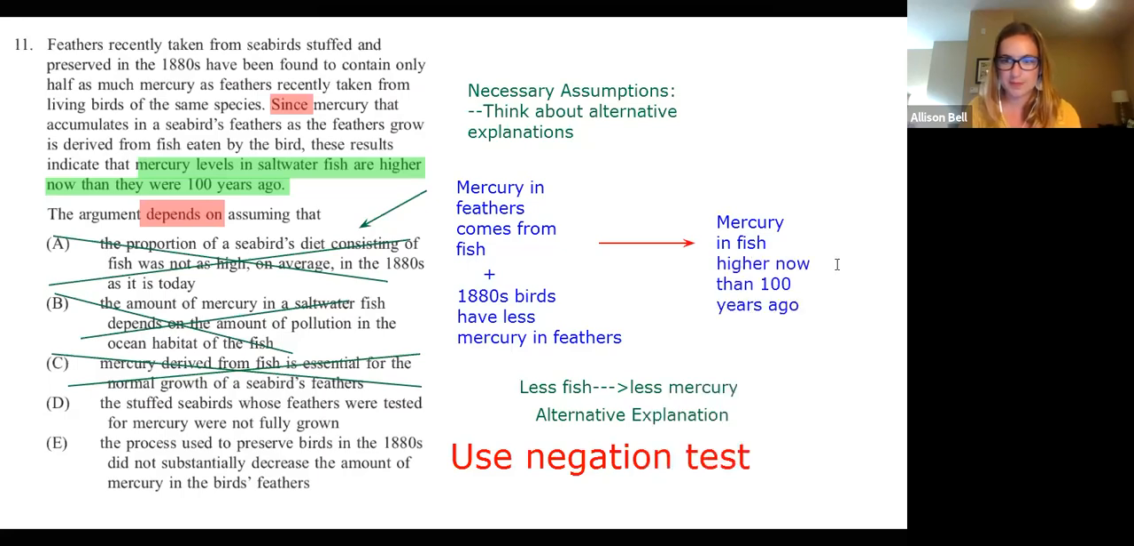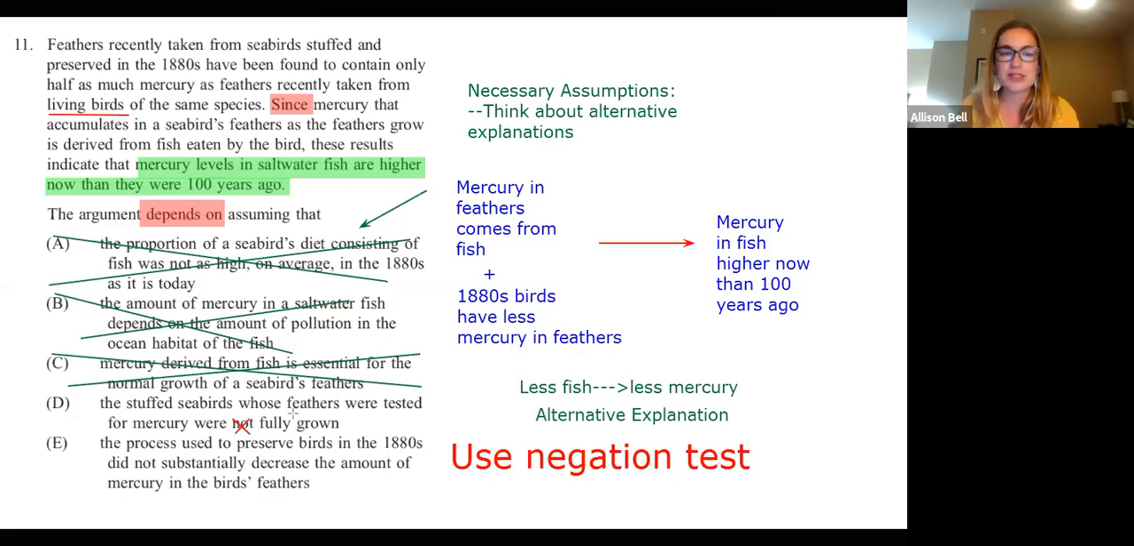Okay, let's take a look. So if I take D and I say the stuffed seabirds whose feathers were tested for mercury were fully grown. Okay, now let me check and see, does it say anything about anybody being fully grown? We've got living birds, and then the old birds were fully grown. Well, the thing about this is I don't know if the living birds that they're testing are fully grown.